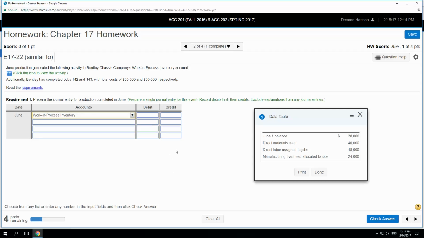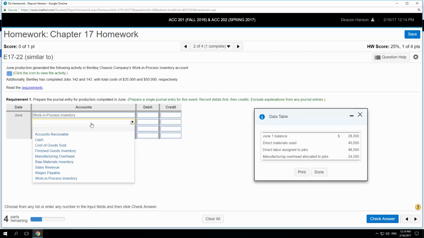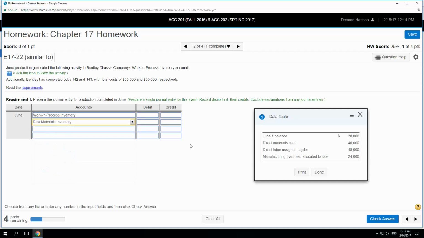Okay, and then we're going to credit. The first thing is the raw materials inventory. That's what the direct material is. So 40,000 is coming out of raw materials inventory and going into work in process.